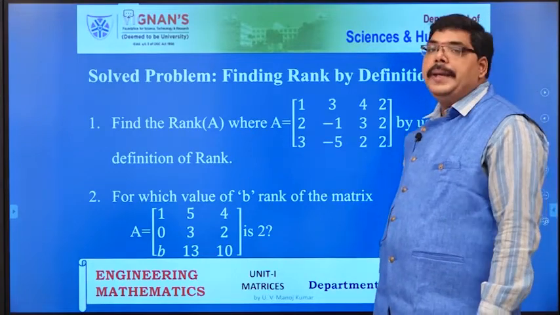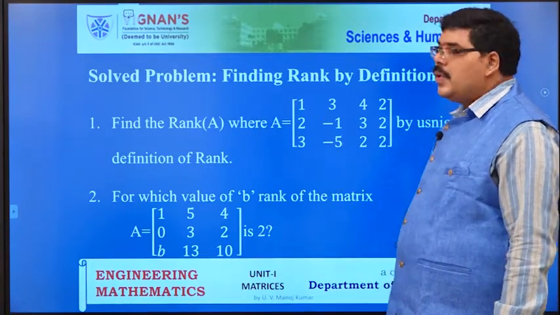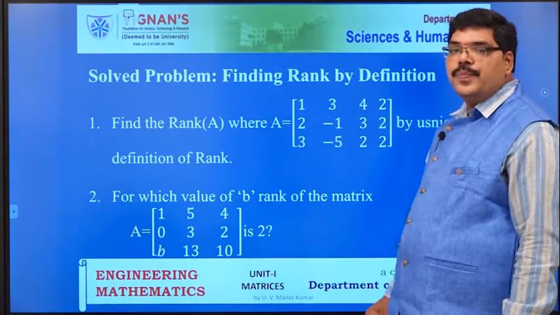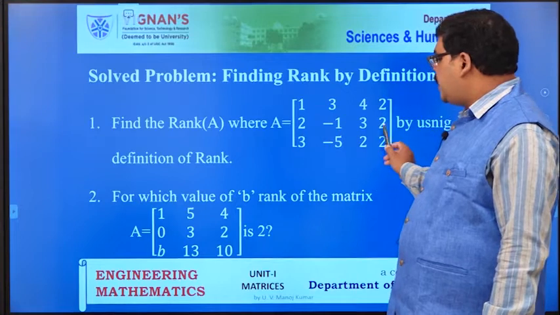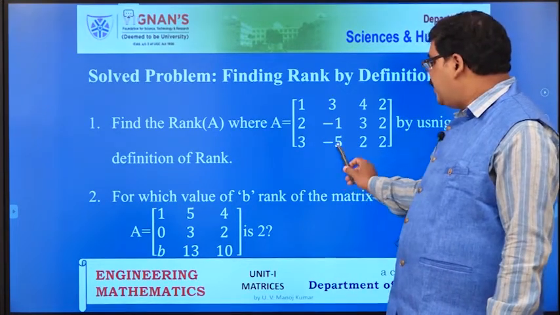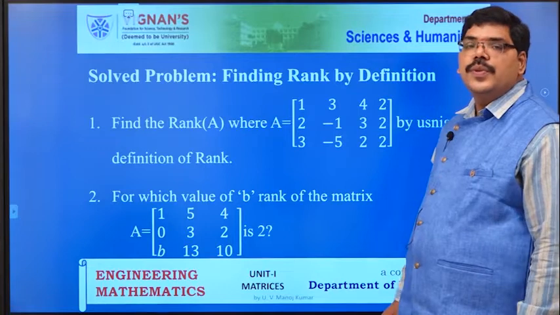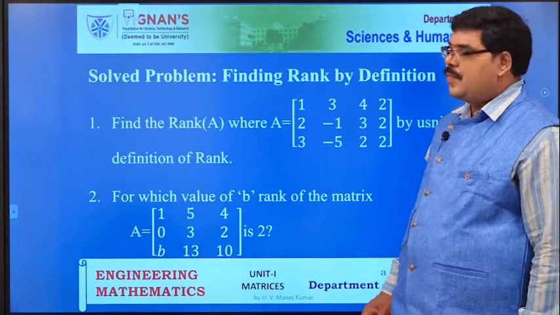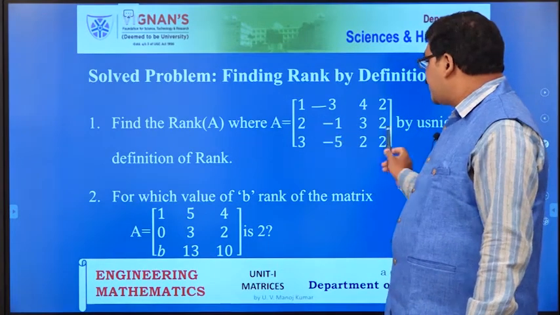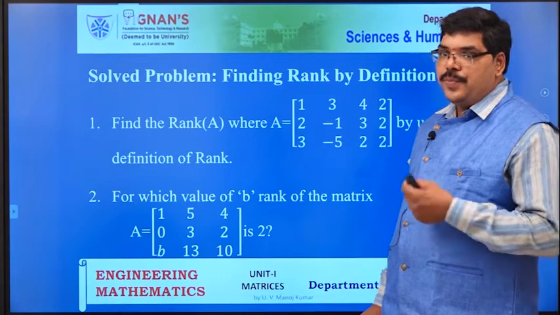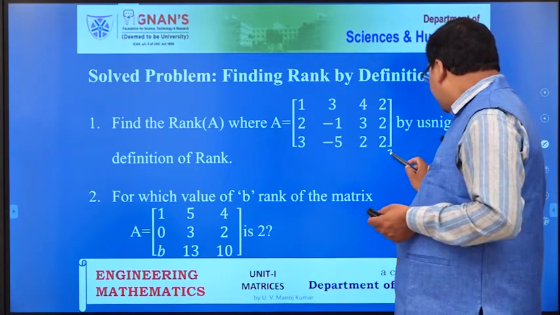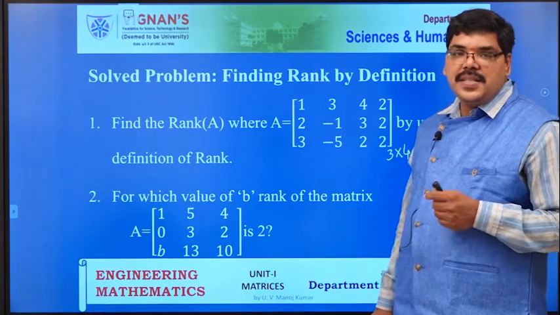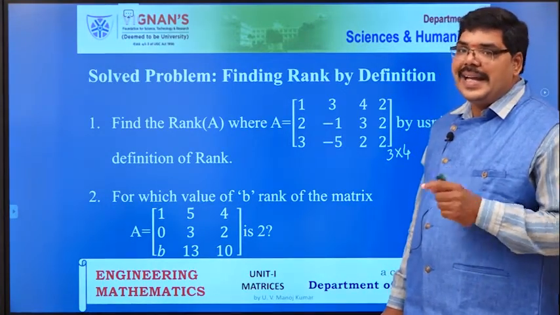Find the rank of A where A equals 1, 3, 4, 2, 2, minus 1, 3, 2, 3, minus 5, 2, 2. Is it a square matrix or a rectangular matrix? There are 3 rows and 4 columns. So, the size of the matrix is 3 by 4. Therefore, it is a rectangular matrix.